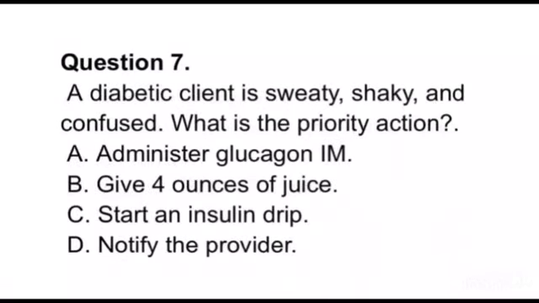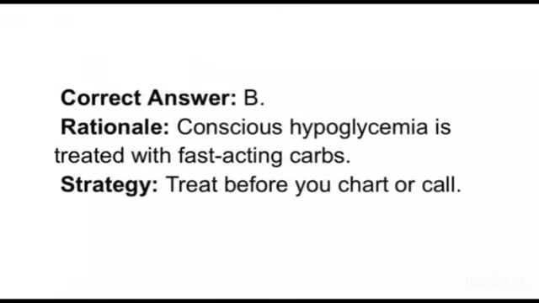Question 7. A diabetic client is sweaty, shaky, and confused. What is the priority action? A. Administer glucagon IM. B. Give 4 ounces of juice. C. Start an insulin drip. D. Notify the provider. The correct answer is B. Rationale. Conscious hypoglycemia is treated with fast-acting carbs. Strategy. Treat before you chart or call.